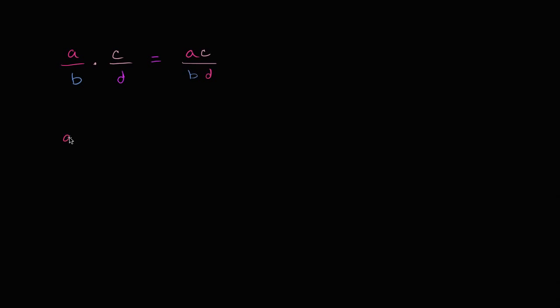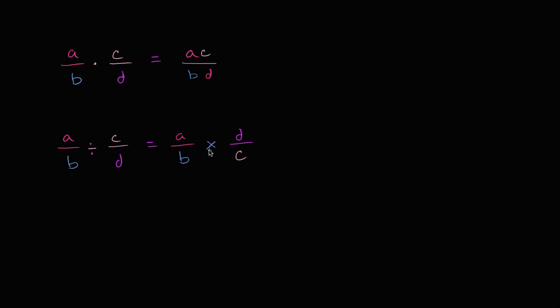So if we had a over b divided by c over d, what would this be? And once again, I encourage you to pause the video and figure it out on your own. Well, when you divide by a fraction, it is equivalent to multiplying by its reciprocal. So this is going to be the same thing as a over b times the reciprocal of this. So times d over c, and then it reduces to a problem like this.